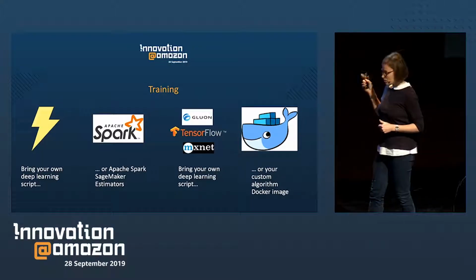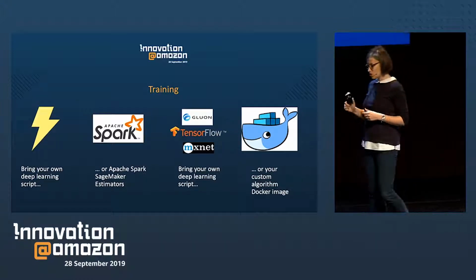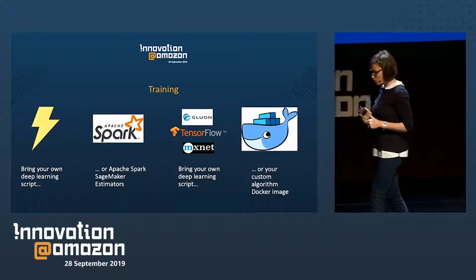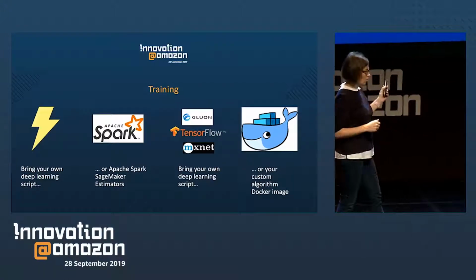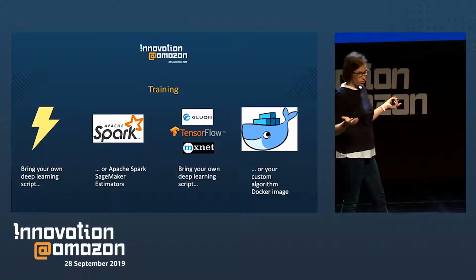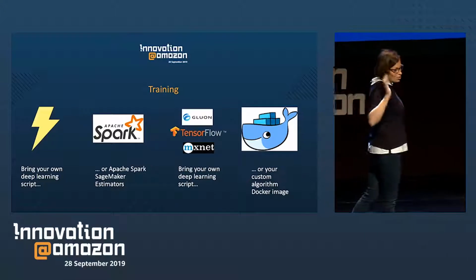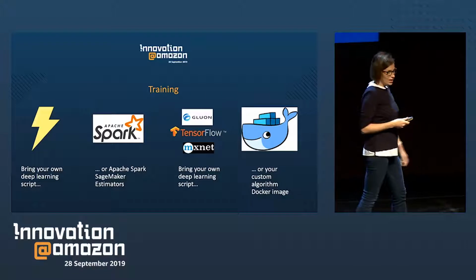The next one is the commonly used deep learning frameworks and machine learning frameworks, TensorFlow, the one from Google, and MXNet. Both are open source. They are also integrated in SageMaker. And the fourth option is build your own Docker container. So whatever you have, you can push into a Docker container and then push the container to SageMaker, and that magically works.